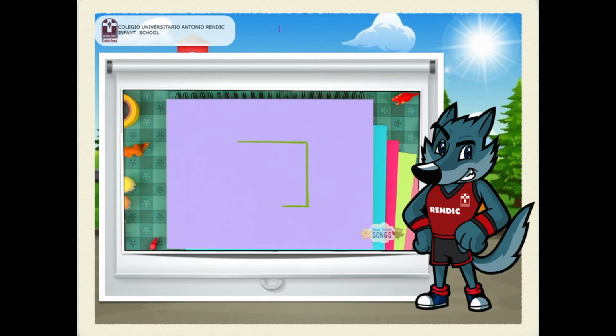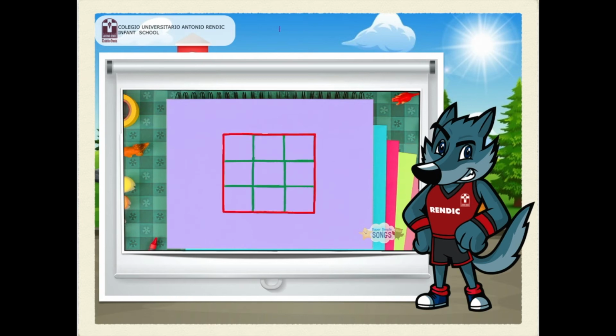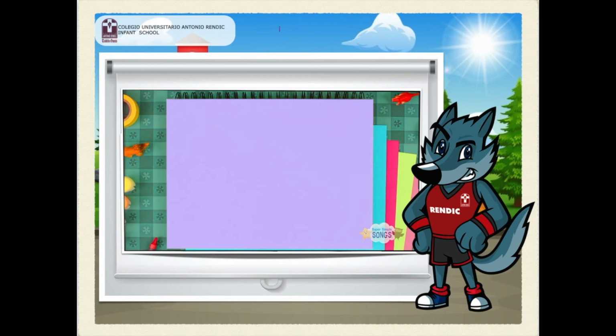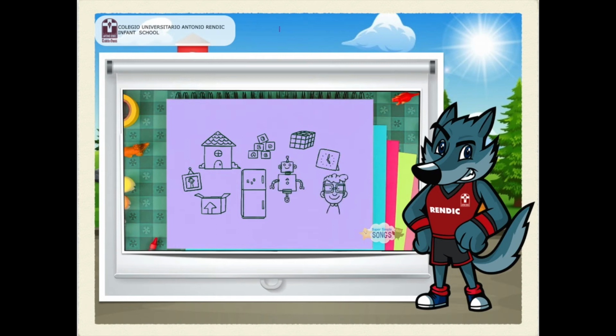How about a square? A square, can you make a square? A square, can you find a square? Can you find a square? Ready? Go!